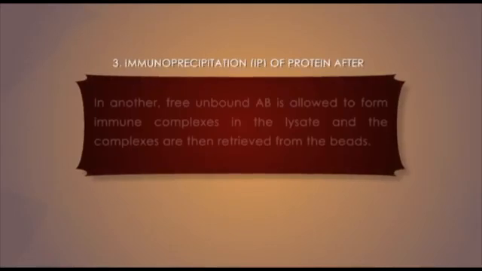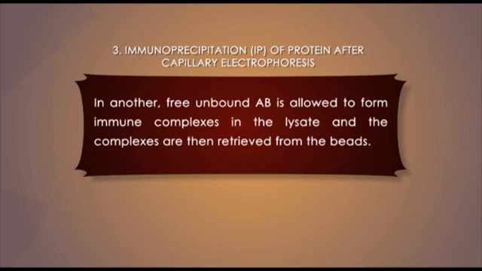Then the immobilized immune complexes are collected from the lysate, eluted from the support and analyzed based on the nature of the target antigen. In another way, free unbound antibody is allowed to form immune complexes in the lysate, and the complexes are then retrieved from the beads.